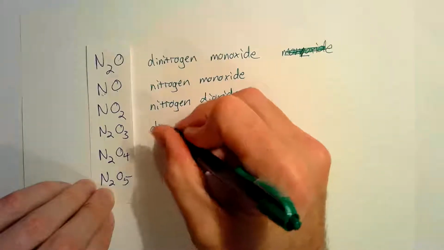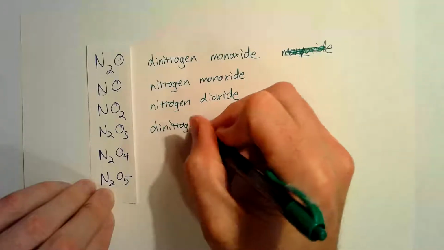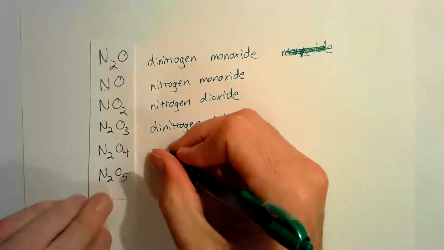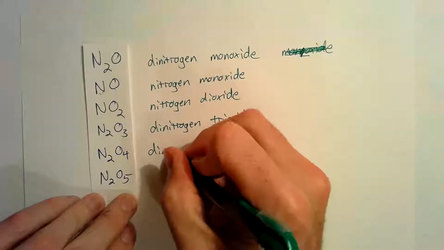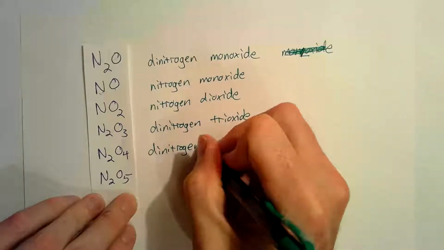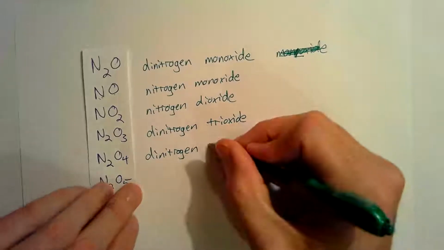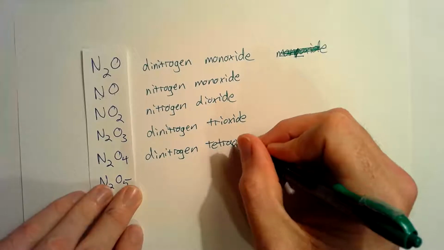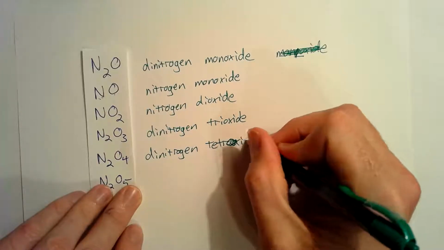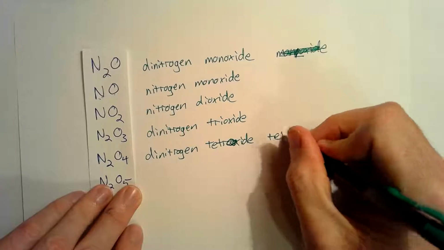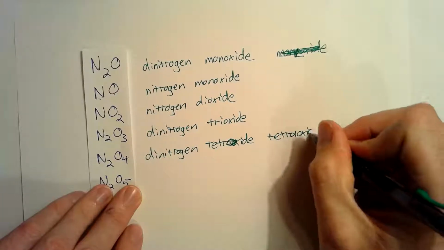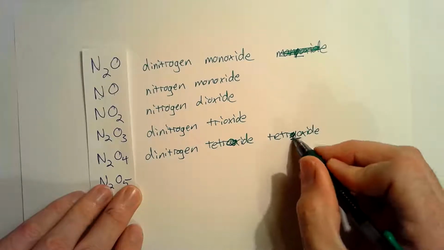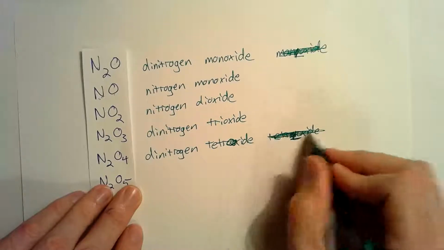This one will be dinitrogen trioxide. Dinitrogen tetraoxide. Tetroxide. Along the same lines, this one was going to be tetraoxide, and you see how there's 2 vowels here, the A and the O, so we actually just drop the A. So that's why it's tetroxide.